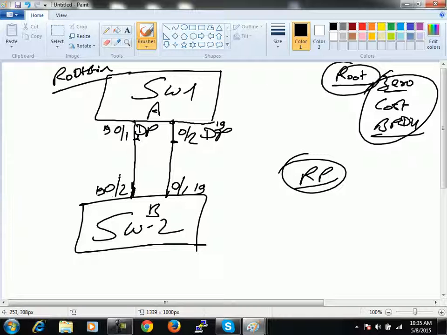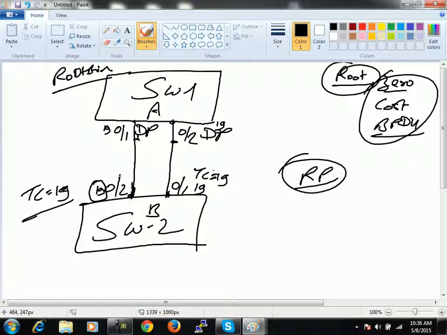So whenever switch 2 receives this BPDU on its 0/2 and 0/1, it opens the BPDU and finds that the total cost to reach the root bridge is 0. But then it adds its own cost to that. Its own cost on this interface is 19, so the total cost is now 19. From 0/1 also the total cost will be 19. So the total cost to reach the root bridge out of both interfaces is 19. So of course the RP election will not be done based on cost.